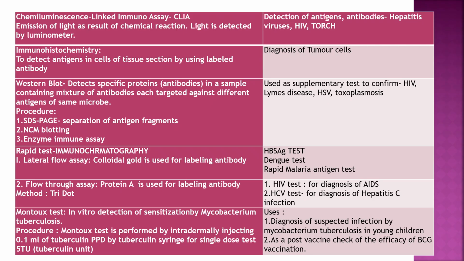Chemiluminescence linked immunoassay. Emission of light as a result of chemical reaction. Light is detected by a luminometer. The application: detection of antigen, antibodies, hepatitis viruses, HIV, and TORCH.